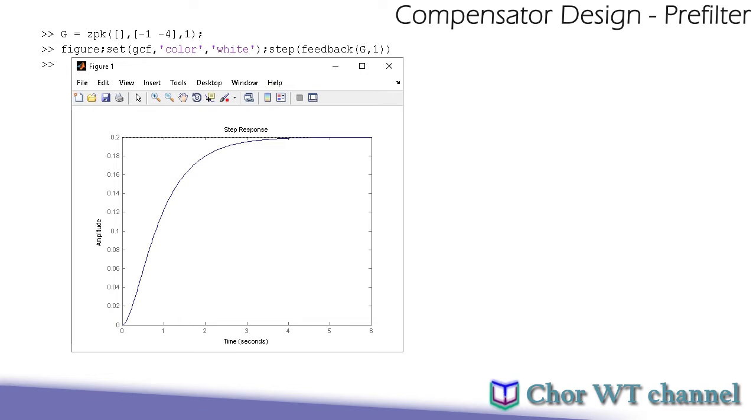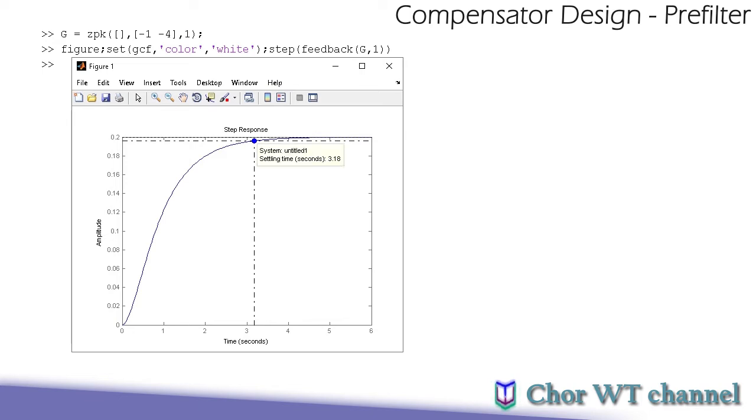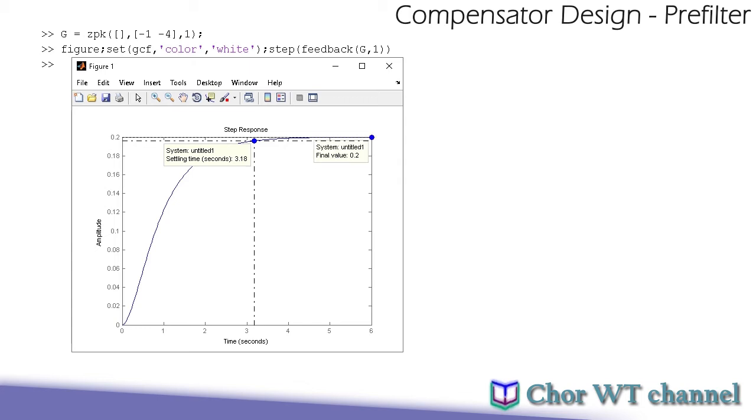Here I have generated the step response of the system, so let's look at it. I have a settling time of approximately 3.18 seconds, and then I am going to look at the steady state error, where the final value is 0.2. Taking into consideration a unit step input, I will consider it to have a very large error, because the output value for zero steady state error should be 1.